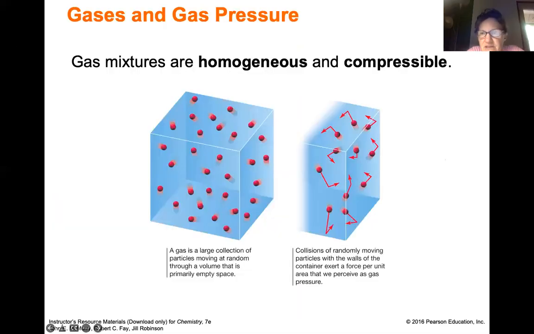Gases are homogeneous and compressible. So another way to define a gas is to say that it's a system that moves to occupy the entire volume. So it's a large collection of particles moving at random through a volume that's primarily empty space. And the collision of randomly moving particles with the walls of the container exert a force per unit area that we perceive as the gas pressure. So force per unit area, F over A, is our definition of pressure, and that will be an important property of gas systems.